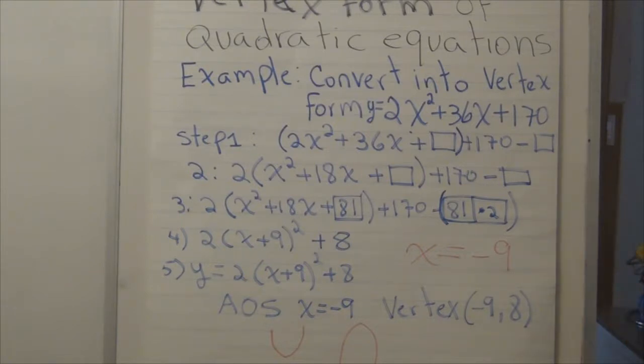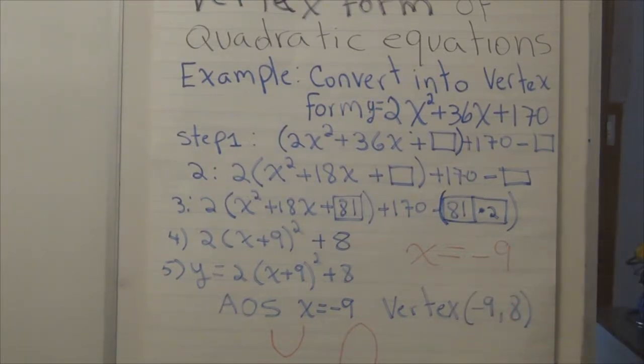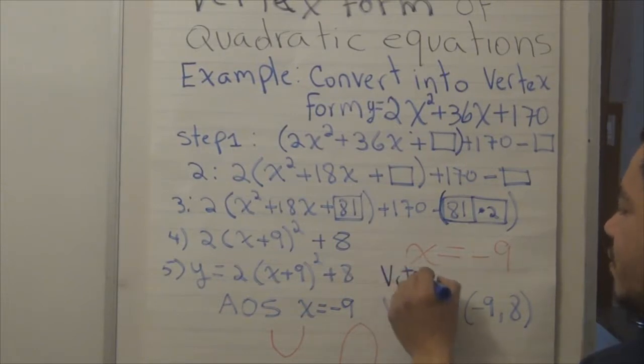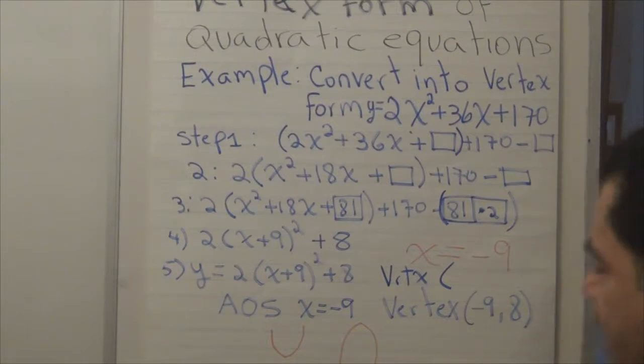And now the vertex. What would the vertex be? Well, the vertex will be the following. Forget about it, you have it already. That's what happens when you just wake up. So axis of symmetry, x equals -9.